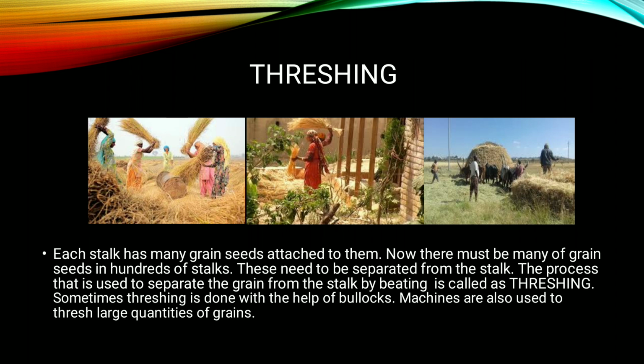And as there are going to be hundreds of these stalks, we can separate the grains from the stalks by simply beating them. The process used is known as threshing, and in this we can make use of bullocks or machines.